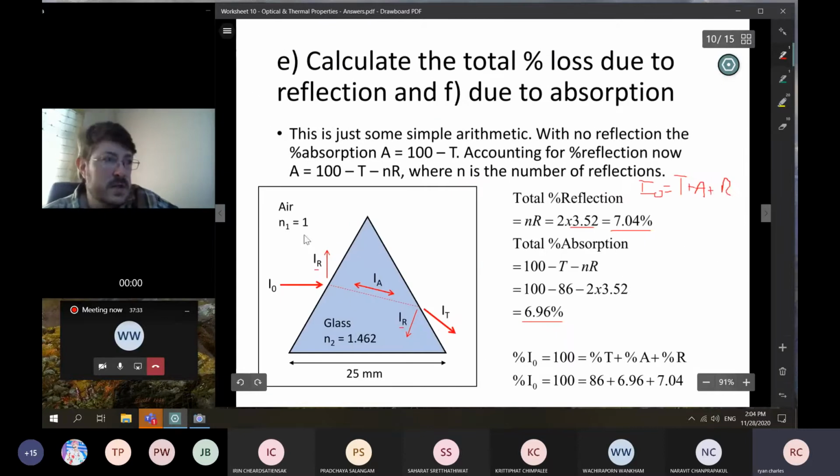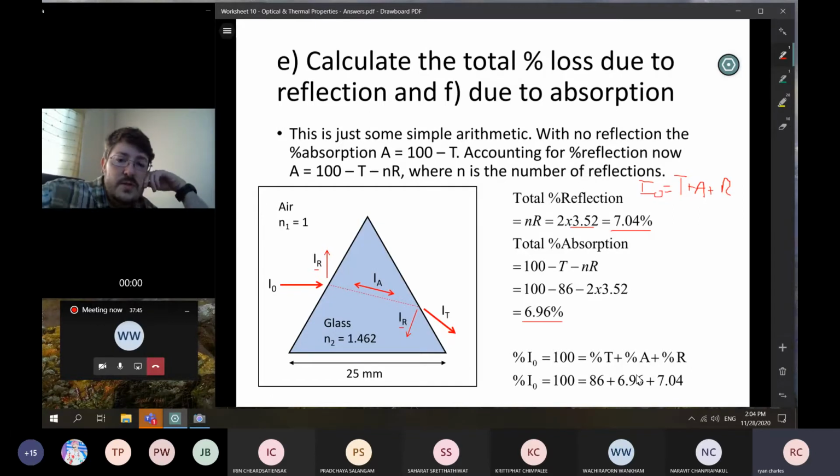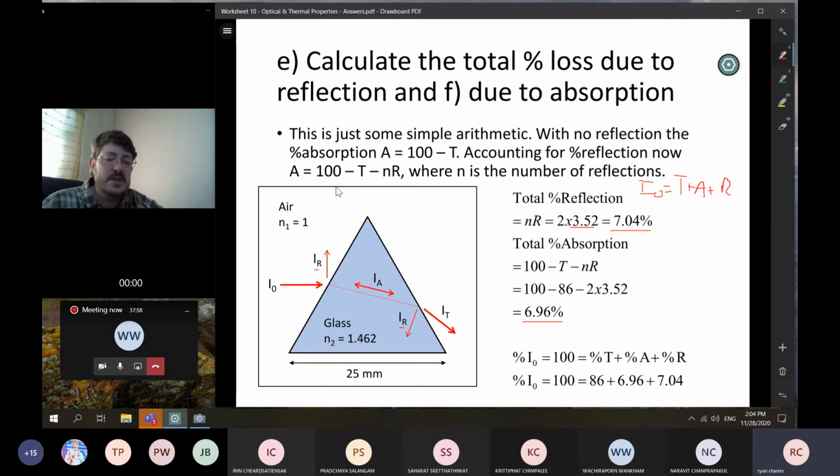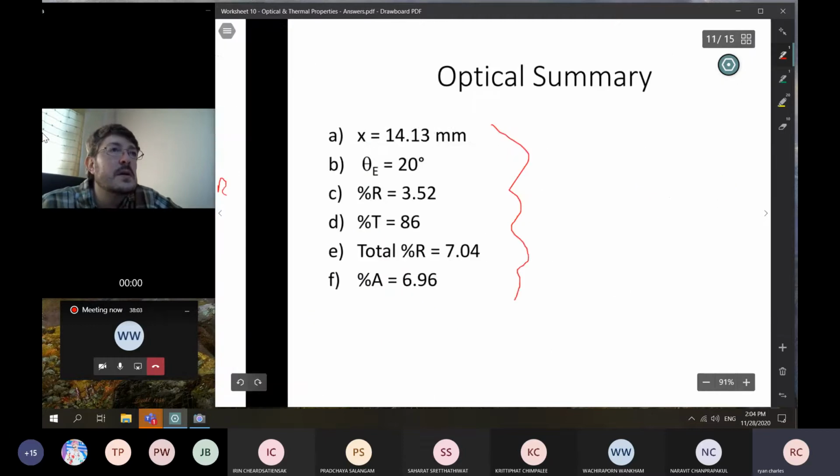Again, these are realistic values, and these are realistic numbers you would expect in an optics situation. Yeah, you can lose 10% to absorption or 10% to reflection. But in something like this, you're not going to lose 50% or 0.0005%. Those numbers don't make any sense in most realities.